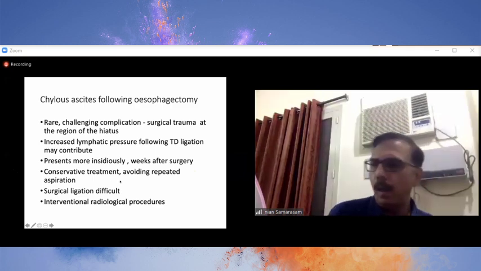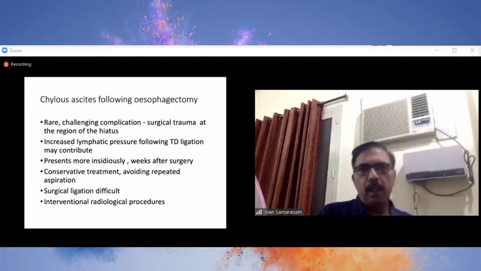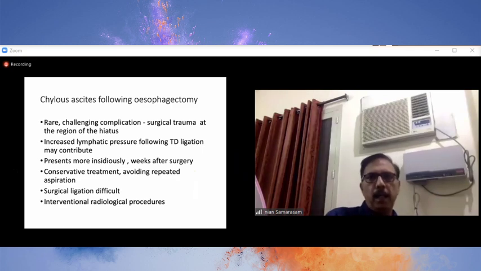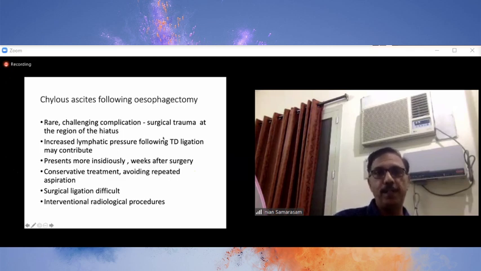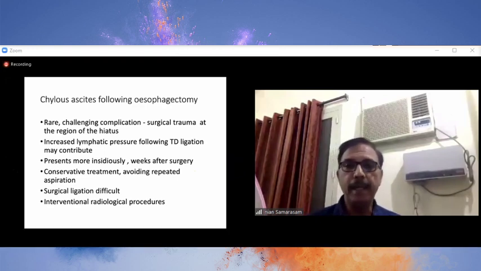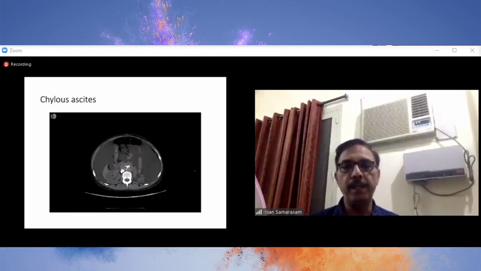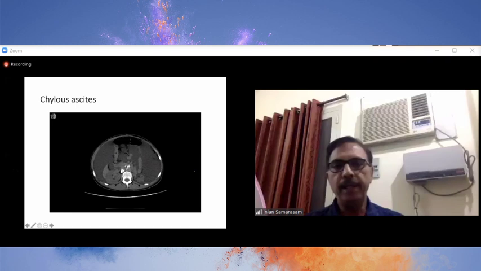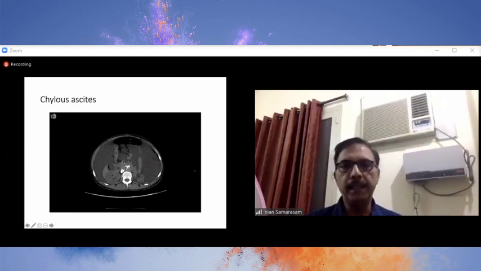So to conclude this part, it's a rare complication. There's some more, I think. So this is chylous ascites following esophagectomy. A chylous leak need not necessarily be in the chest; sometimes you can get it in the abdomen. This was one of our patients who had an esophagectomy, and I think we had injured the thoracic duct in the region of the hiatus, and basically had chylous ascites like this.